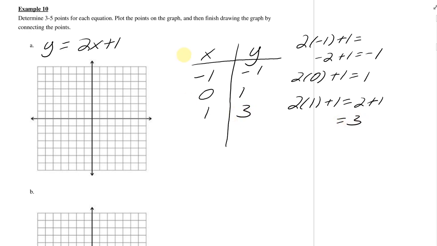So here's my table. I just totally randomly chose 3 points, and now I'm going to graph them. So I've got -1, -1 down here, and then I've got 0, 1, so come up here, and then I've got 1, 3. Okay, so I've chosen 3 points here.